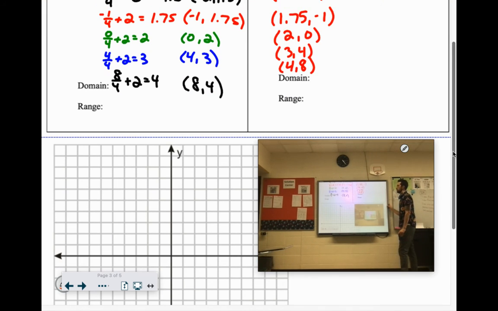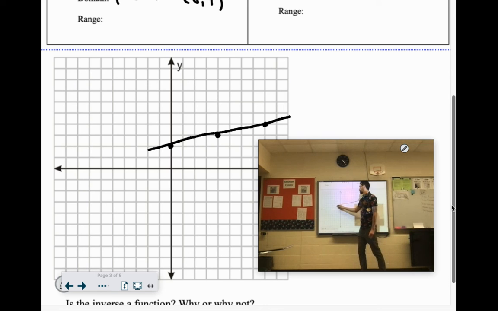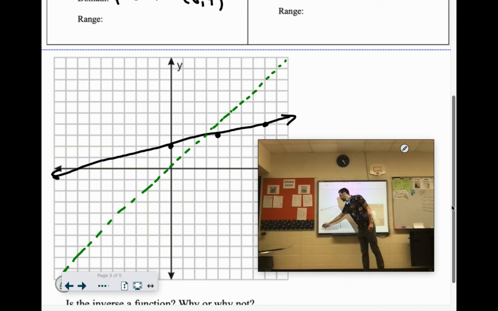So let's see, (0, 2), (4, 3), (8, 4). Something like that. Now, remember, we're trying to see if this is reflected across this y equals x line, which is just a diagonal line through there.